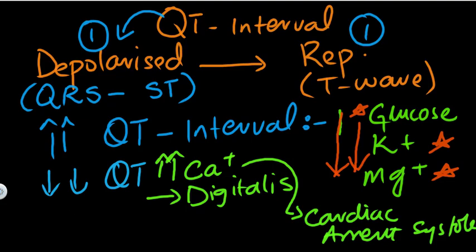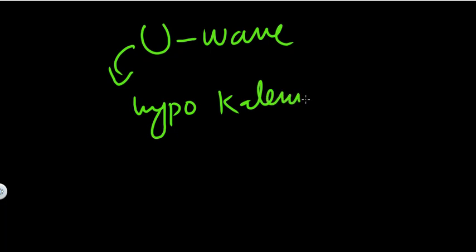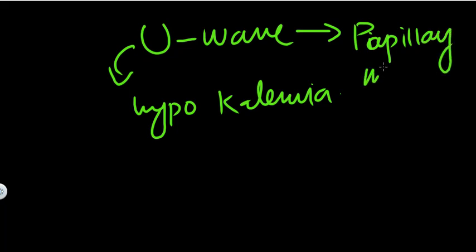And as we discussed earlier, you have the U wave, which basically shows your hypokalemia. And basically, your U wave demonstrates or represents the repolarization of the papillary muscle.